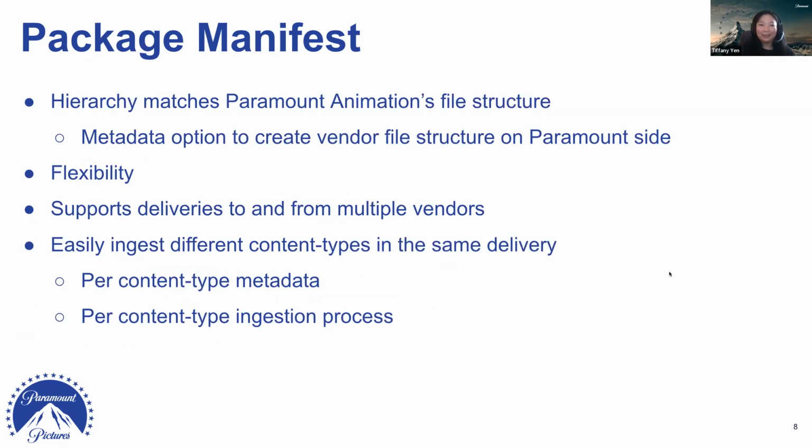So the hierarchy of the JSON file matches Paramount Animation's file structure, but we do have a metadata option to mimic the vendor file structure on our side using symlinks. It's pretty flexible. We're able to support deliveries to and from multiple vendors across different shows, but also multiple vendors on one show. It's also easy to adjust different content types within the same delivery because we have content type metadata and content type ingestion processes. Next slide.